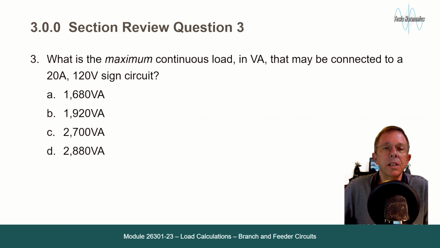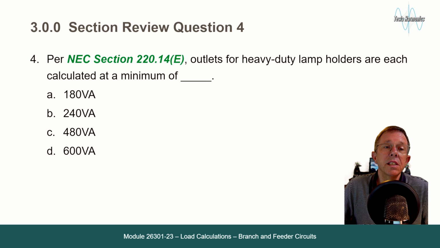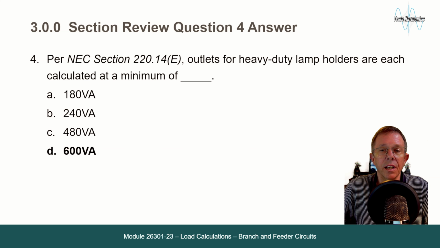What is the maximum continuous load in VA that may be connected to a 20 amp 120 volt circuit? Is that 1680 VA, 1920 VA, 2700 VA, or 2880 VA? That's going to be B, 1920 VA. Per NEC Section 220.14(E), outlets for heavy-duty lamp holders are each calculated at a minimum of 180 VA, 240 VA, 480 VA, or 600 VA? That's going to be D, 600 VA.